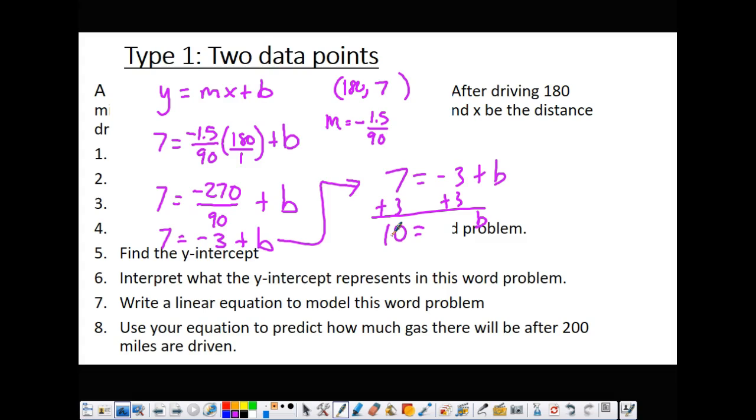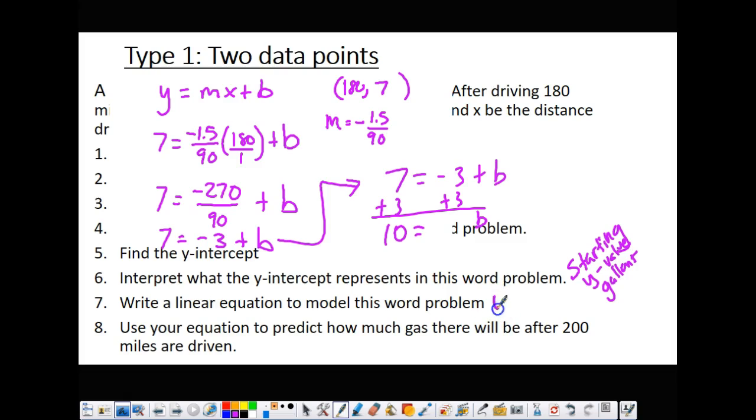What does the Y-intercept represent then, you guys? Write this with me. The starting point. It's the starting amount. The starting Y value, and in this case, it means gallons. So the starting amount of gallons.